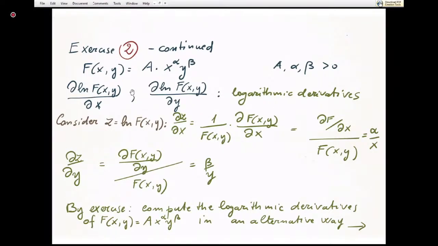Okay, so my function is the same as above. I want to compute the log derivatives. They are denoted in this way. The partial derivative with respect to x of the log of f of x, y, and the partial derivative with respect to y of the log of f of x, y. Logarithmic derivatives.